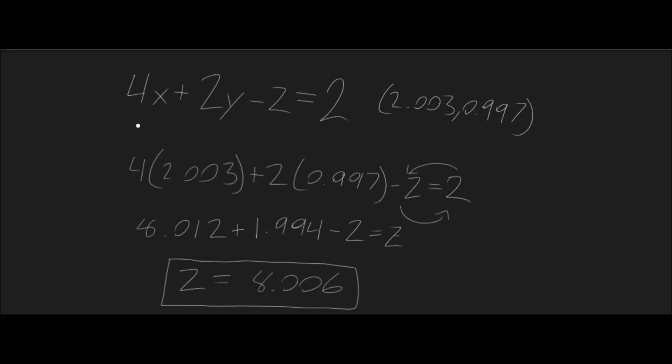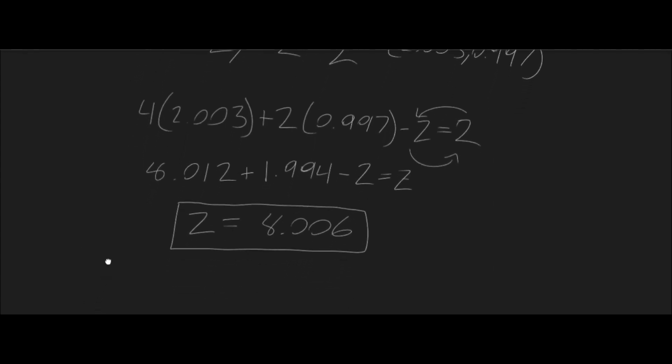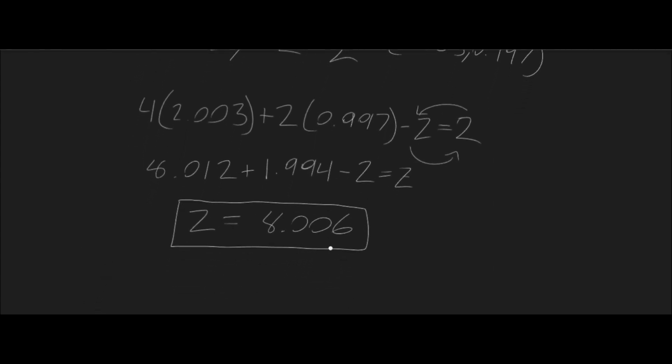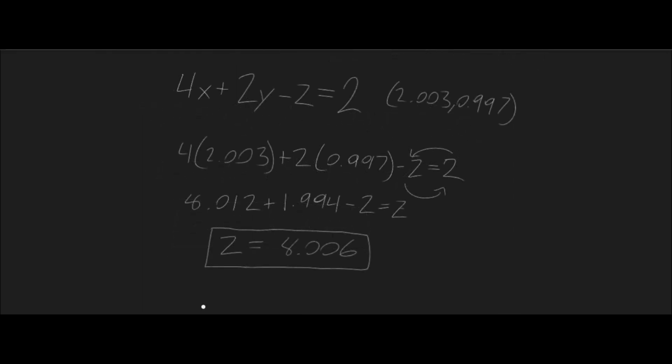So let's go ahead and use the equation of the tangent plane to approximate the value of the surface at this point, (2.003, 0.997). So we're going to plug in the numbers for x and y, and we're going to solve for z. And when we do so, we find that z is equal to 8.006. So this is approximately what the equation of the surface will give you when you're at this point.